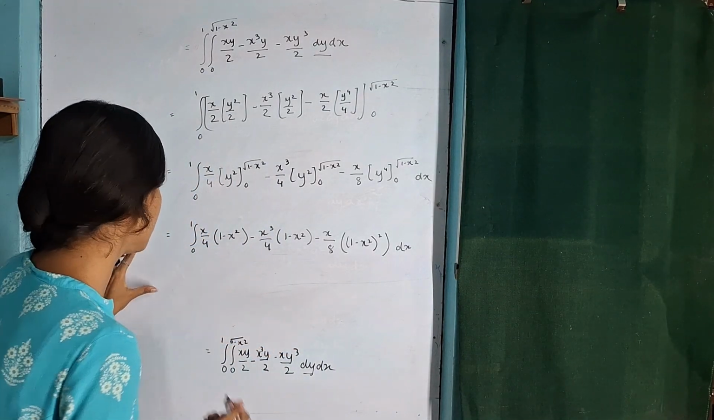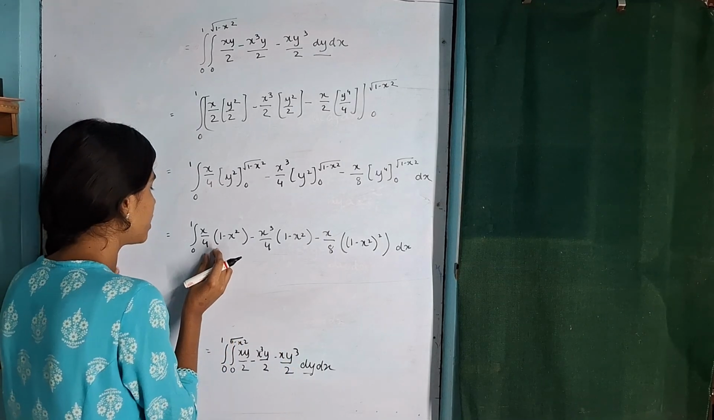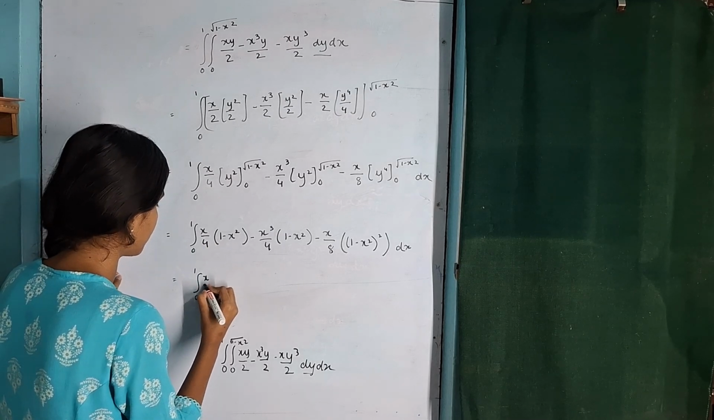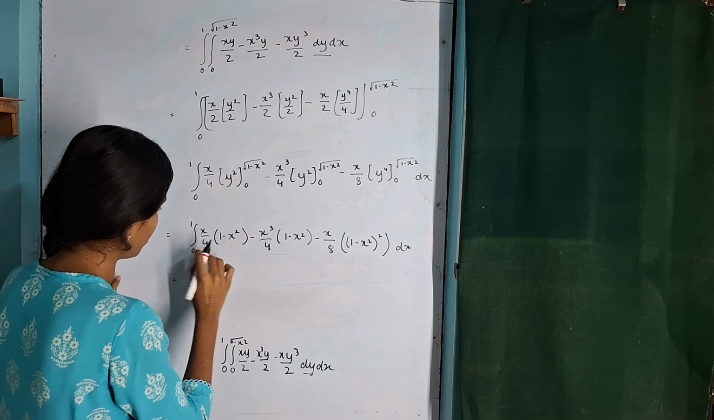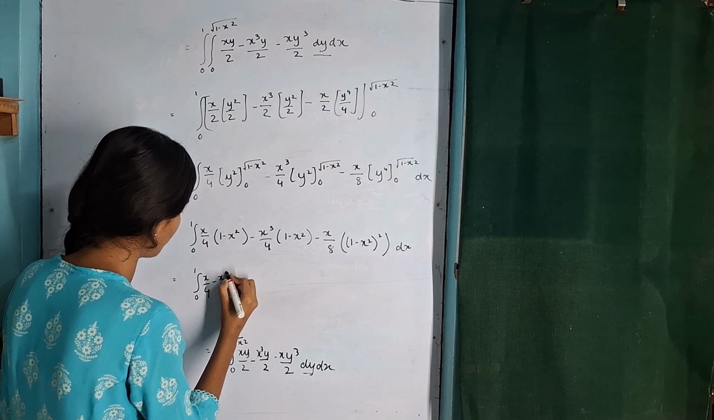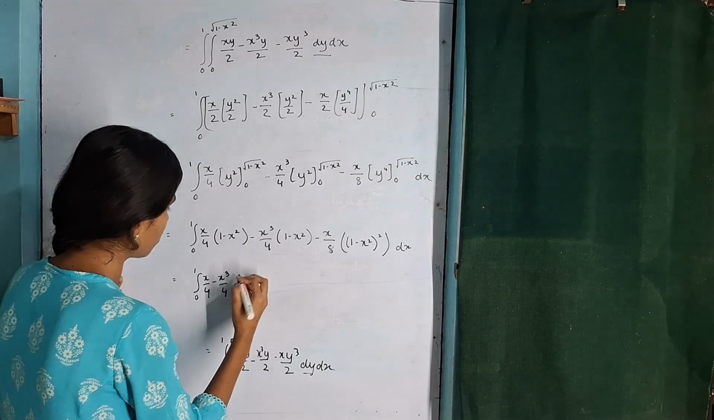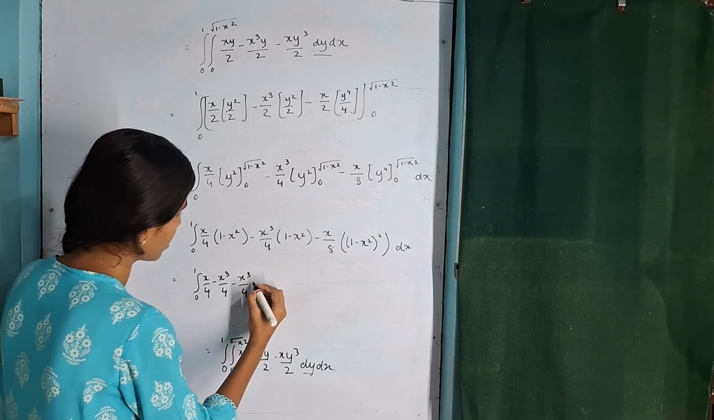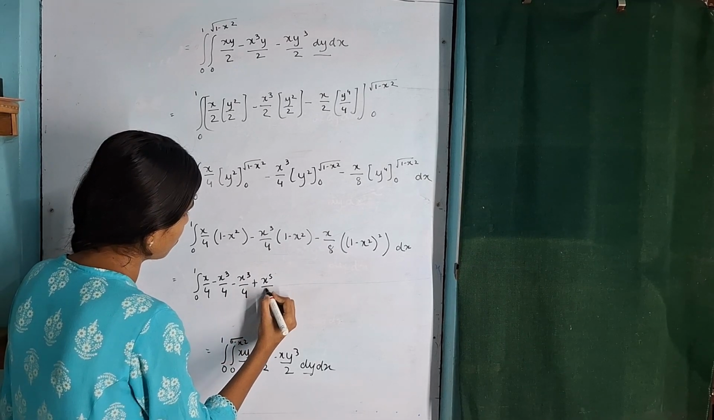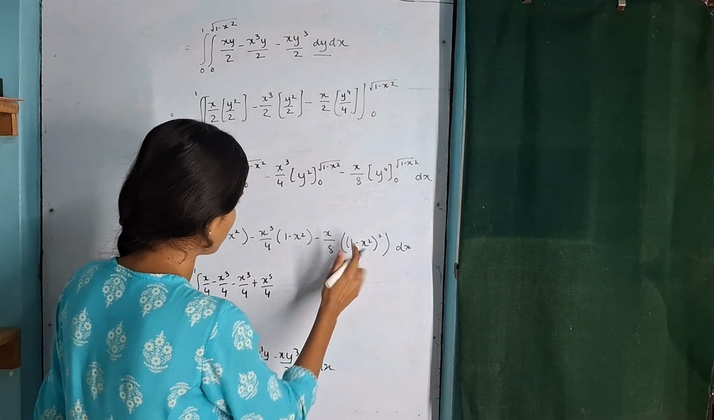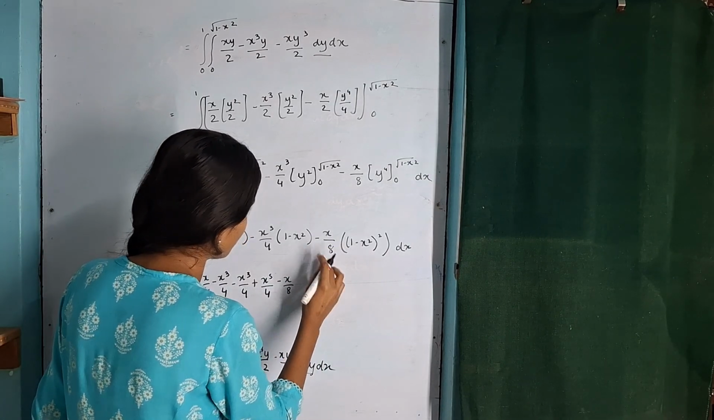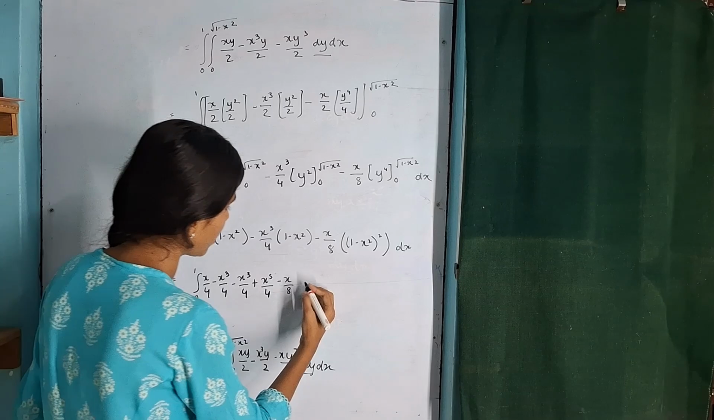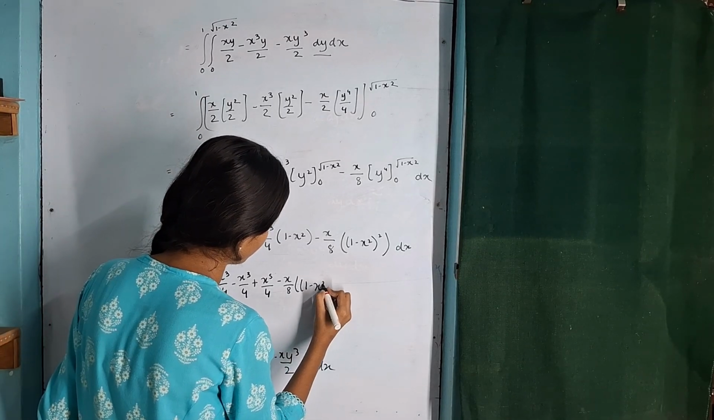So let's simplify this by multiplying the outer term into the inner term. x by 4 into 1 is x by 4 only. x by 4 into minus x square is minus x cube by 4. Minus x cube by 4 into 1 is minus x cube by 4 only, and minus x cube by 4 into minus x square is plus x raised to 5 by 4. Then minus x by 8 into 1 is minus x by 8. Minus x by 8 into x square is, just a second. Here, till here you multiply, but this you keep as it is.